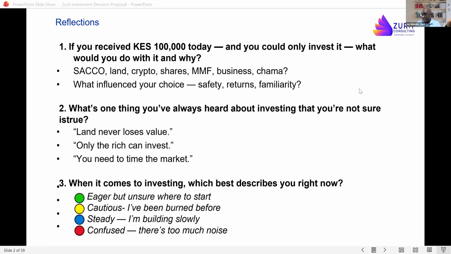We are trying to preserve our capital. We have invested in MMF, listed shares, holiday. We want to make sure that our money remains. So I would like you to look at where you are right now and answer one of the four. When it comes to investing, which of these four best describes you right now?